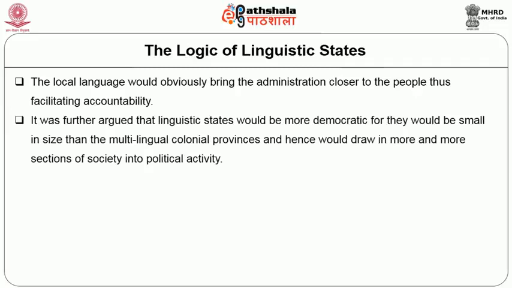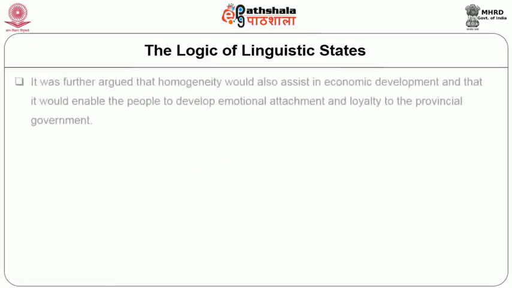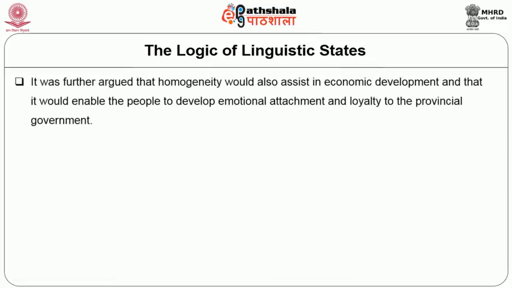It was further argued that the linguistic states would be more democratic, for they would be small in size compared to the multilingual colonial provinces, and hence would draw more and more sections of society into political activity. The widespread use of the local language in administration and education would naturally also contribute to the further cultural development of the relevant linguistic groups. It was further argued that homogeneity would also assist in economic development and that it would enable the people to develop emotional attachment and loyalty to the provincial government.